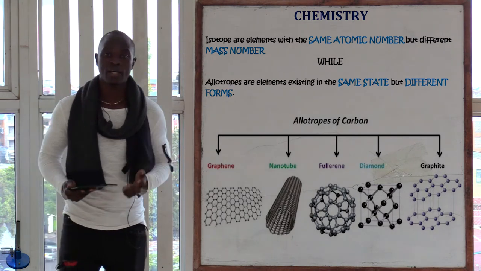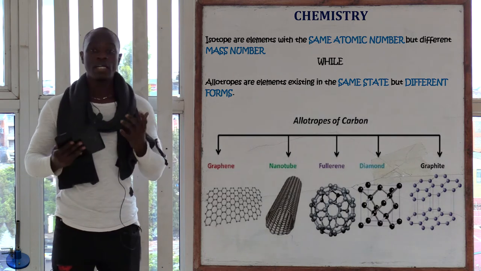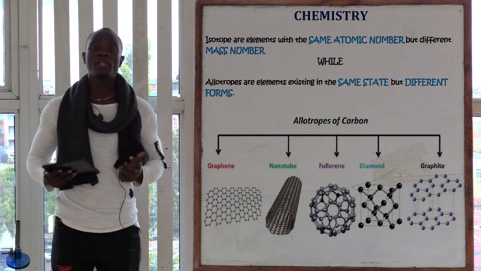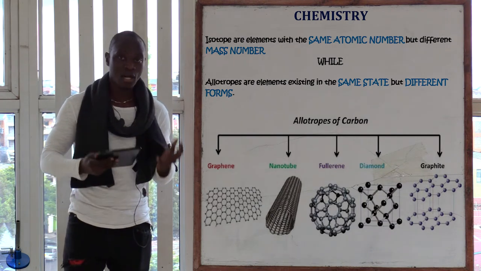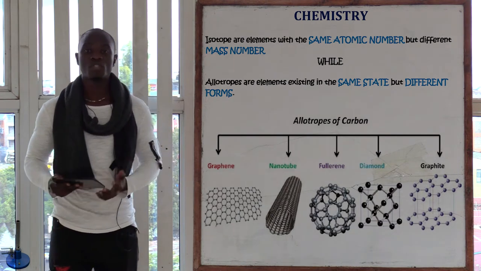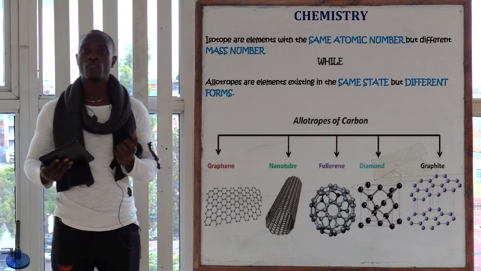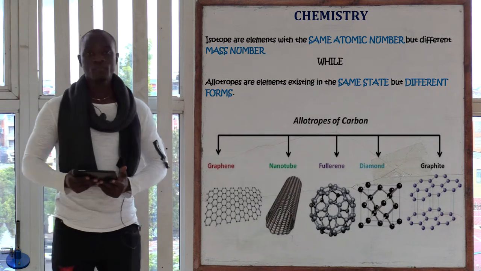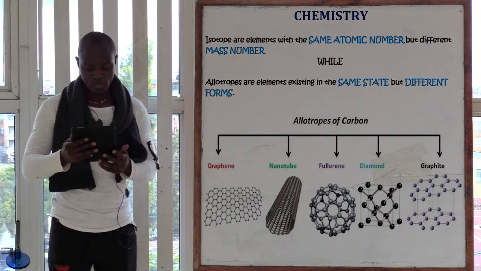Like, for example, we have carbon, whereby we have different forms of carbon. We have diamond, we have graphite. Mind you, they are of the same state, which is carbon, but different forms, which are diamond and graphite. We have the fullerene, we have the amorphous, we have the soot, etc. So that's the definition of the isotopes.